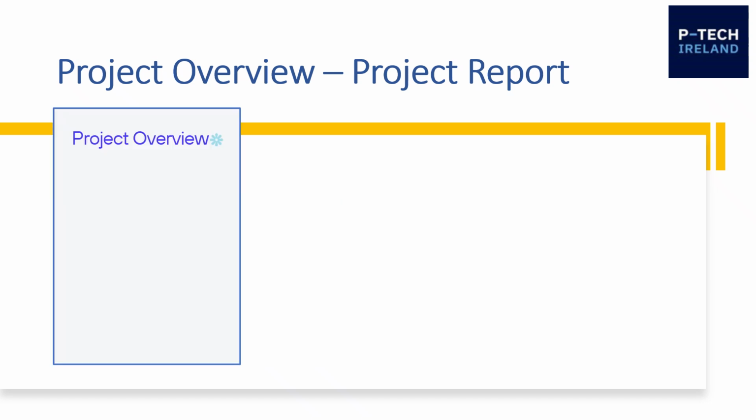So here on screen, you can see a blank page, the project overview page of your project report template in Canva. Remember, you'll be customizing this template. And when you do this, you'll be making decisions about what colors you want to use, what fonts you want to use, what font sizes you want to use, etc.